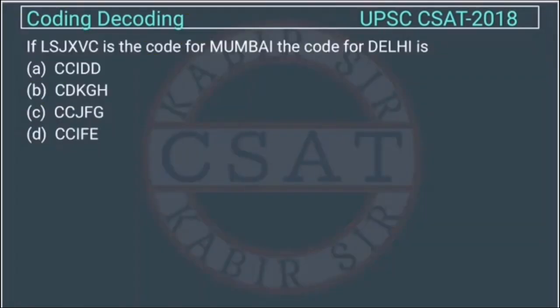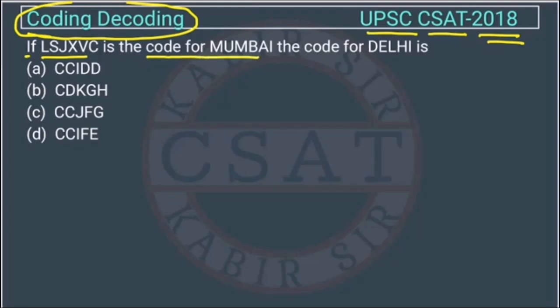So this is a question of reasoning taken from the chapter Coding and Decoding, asked by UPSC in the CSAT exam of 2018. If this is the code for Mumbai, then what is the code for Delhi, right? So the language is important here. So what is this? Mumbai is coded as this, right?